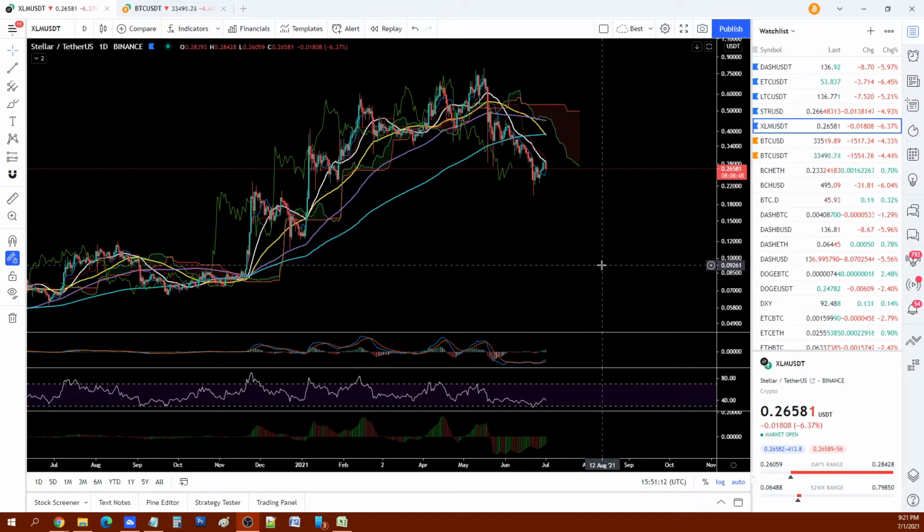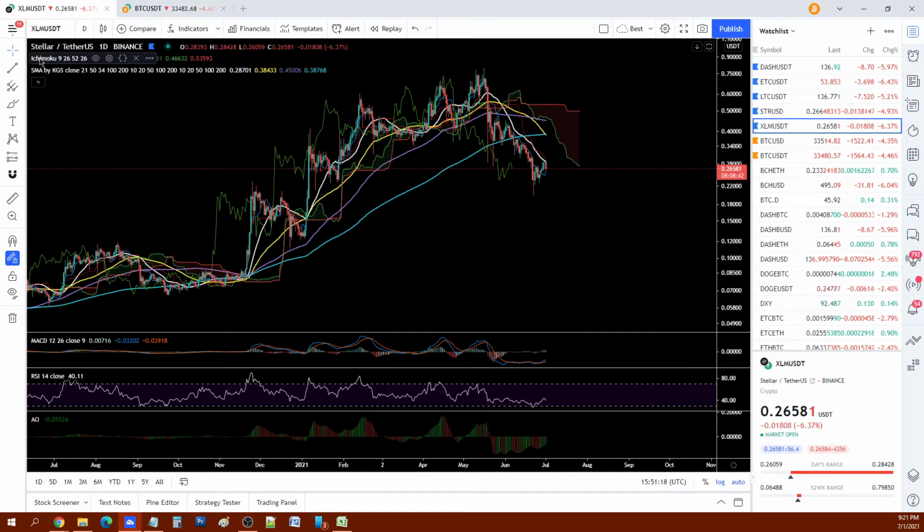Today I'm going to take a look at the Stellar Lumens USDT as well as the Stellar Lumens BTC pair. So without further ado, let's get started.